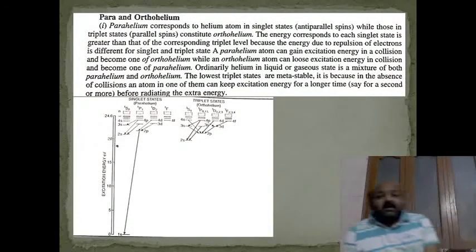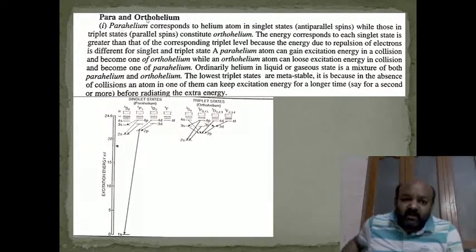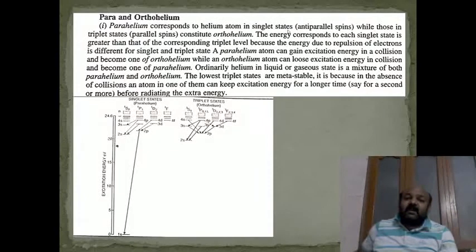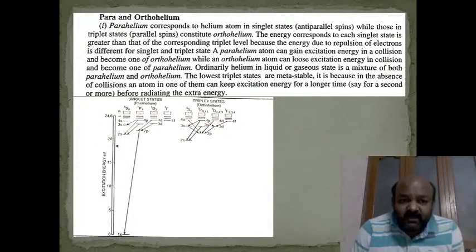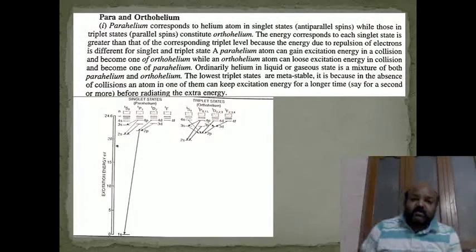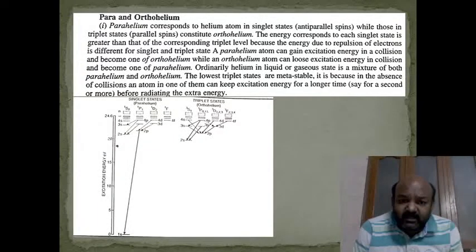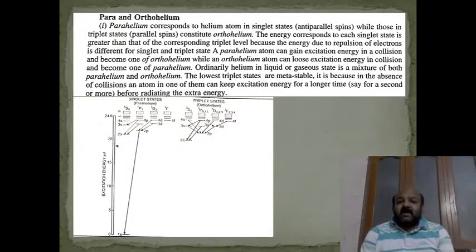And we give the naming that in the singlet state, helium is called parahelium. This nomenclature stands for helium in the singlet state, where both the electrons have antiparallel spin. One is with spin up, another is with spin down. But in the triplet state, both the electrons have parallel spin, both are in the up spin states, and this is called orthohelium.